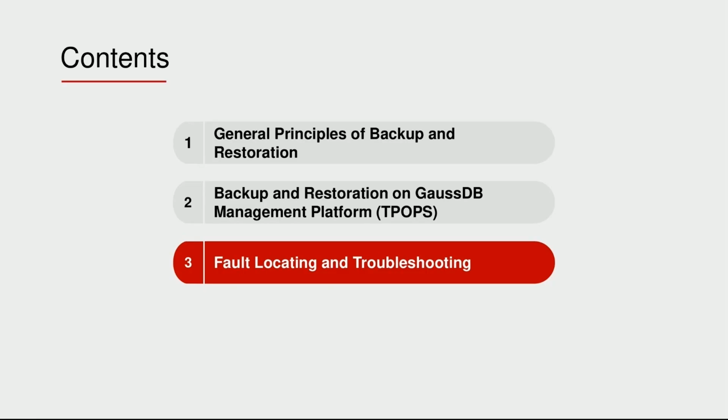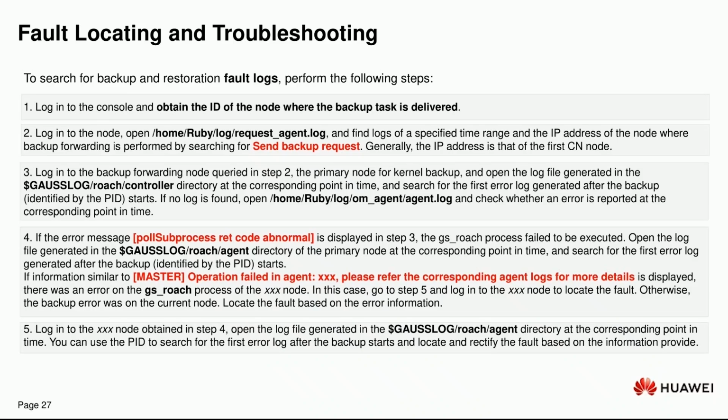Next, let's talk about the troubleshooting process when performing a backup. If a fault occurs on the management and control plane, an error message is displayed in the task center. If the information cannot be used to locate and demarcate the fault, view background logs. The process is as follows.